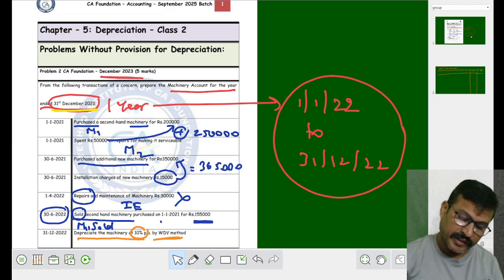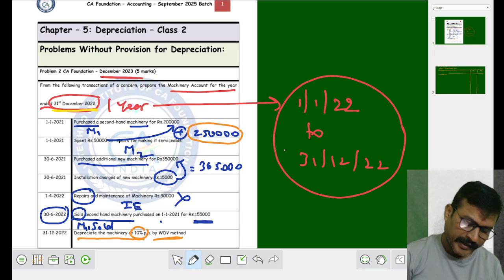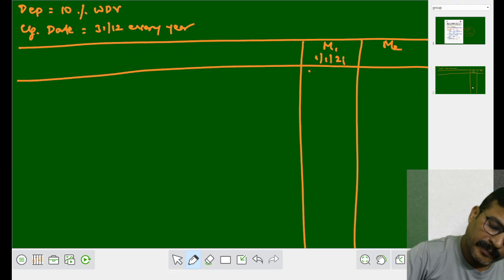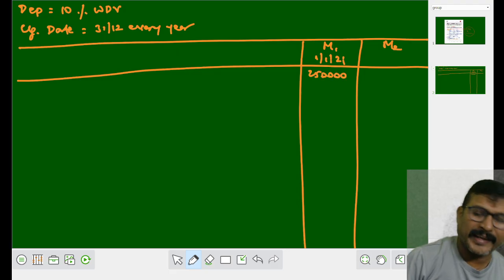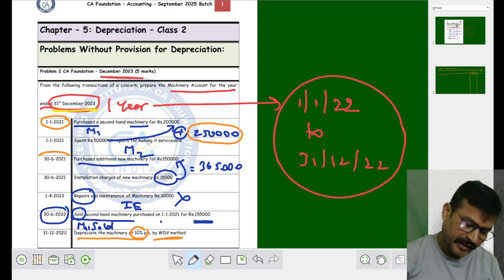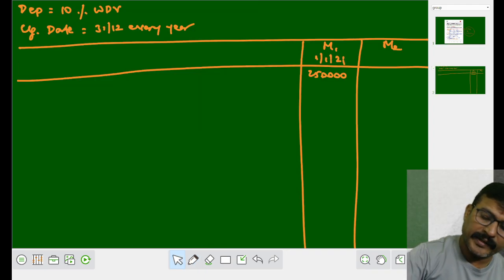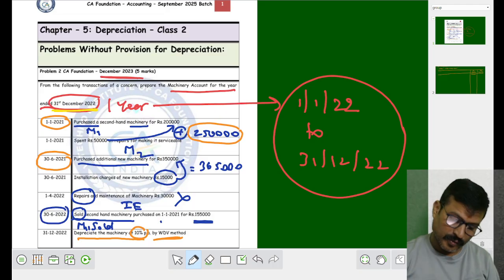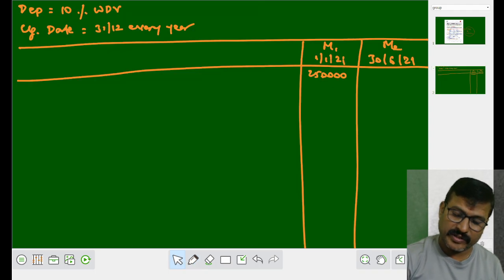Please see what happened. Purchased second hand machinery for 2 lakh and spent 50,000 for installation, put together 2.5 lakh. This was purchased on what date? 1st January 2021 purchased for 2.5 lakh. Fine. Then purchased machinery on 30th June 21 for an amount of rupees 3.5 lakh and 15,000 installation, put together 3,65,000.